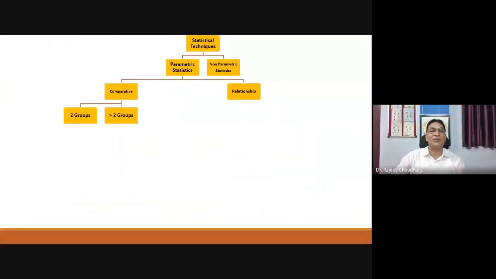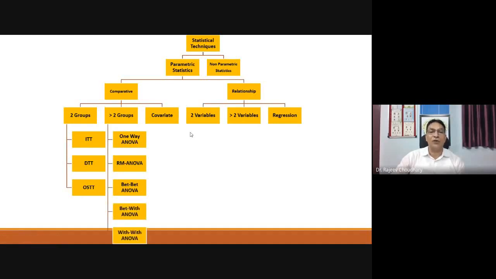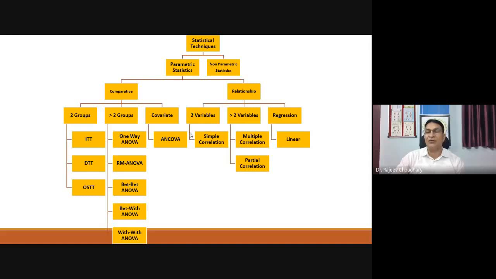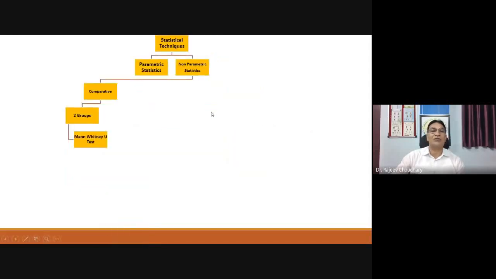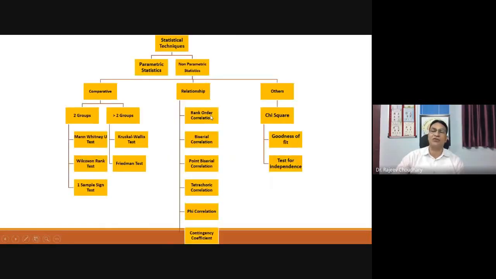Yes, sir. We will discuss the comparative relationship: independent t-test, dependent t-test, one sample t-test, one way ANOVA, repeated measure ANOVA, between ANOVA, within ANOVA, ANCOVA, simple correlation, multiple correlation, partial correlation, linear correlation, multiple regression, logistic regression, and in case of non-parametric techniques, we will discuss the Mann-Whitney U test. These are the techniques. We will discuss them in detail. Is it okay?